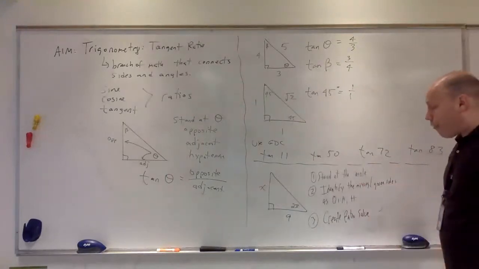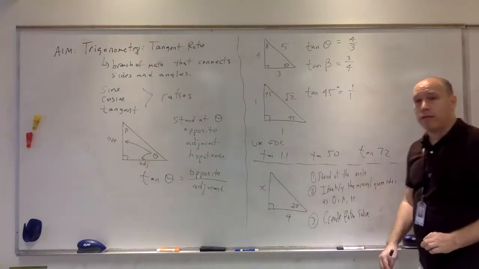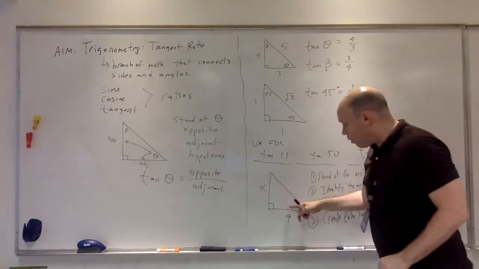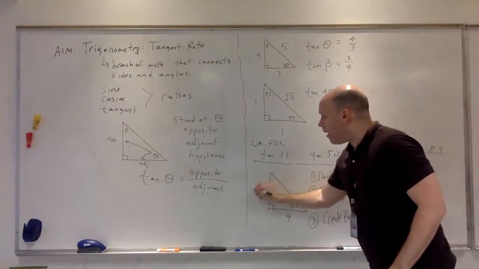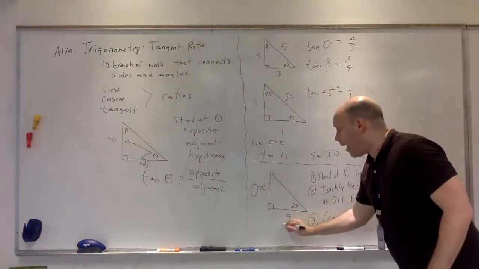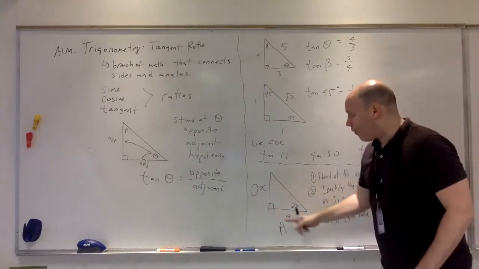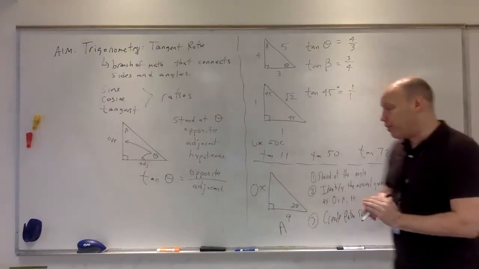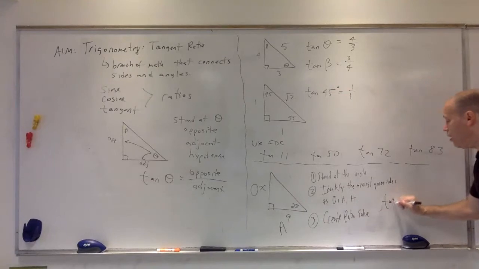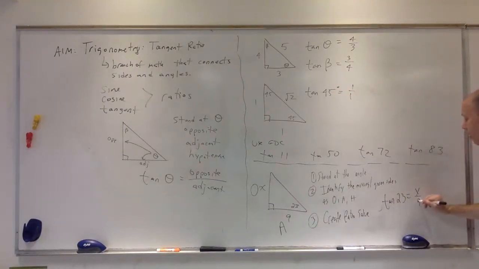Okay, let's take a look at this diagram. I'm standing at 23. I don't know the opposite, but I do know the adjacent. Oh, opposite over adjacent, that's the tangent ratio. The tangent of 23 is equal to x over 9.